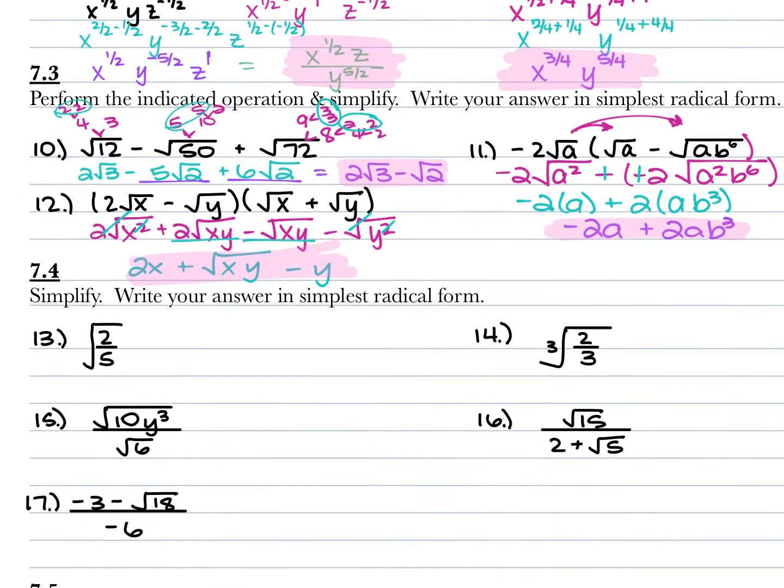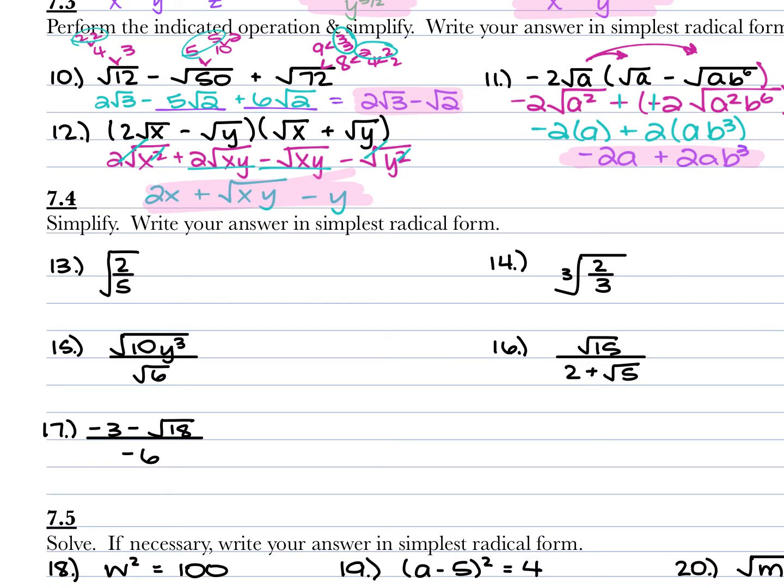For your next set of questions, you are simplifying and writing your answer in simplest radical form. Remember, with these, you are rationalizing denominators. In order for you to rationalize the denominator, multiply the top and the bottom by that square root or cube root, whatever it is on the bottom of the fraction, by itself as many times as your index.